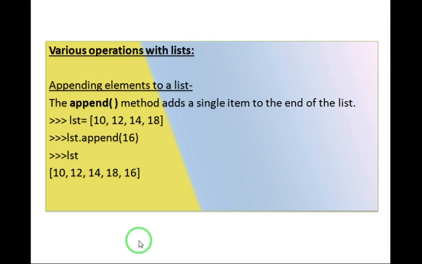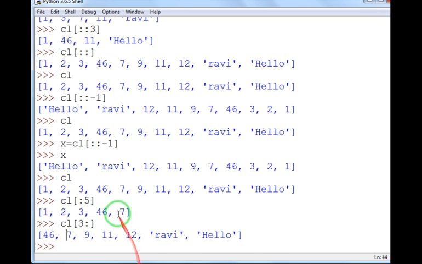Our first function that we will be using in the list will be append, as you can see on your screen. The use of the append method is that it adds a single item to the end of the list. If you want to add a single item at the end of the list, we can use the append function. And how we are going to do that, I will tell you with an example.